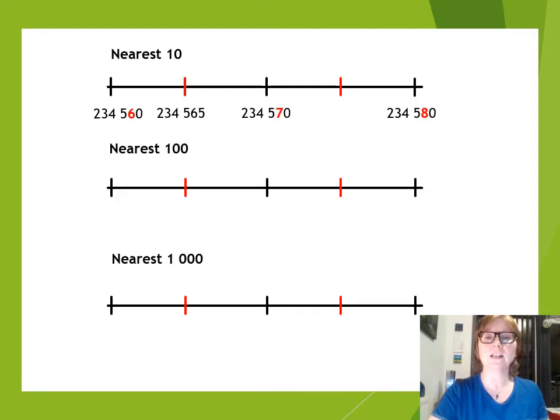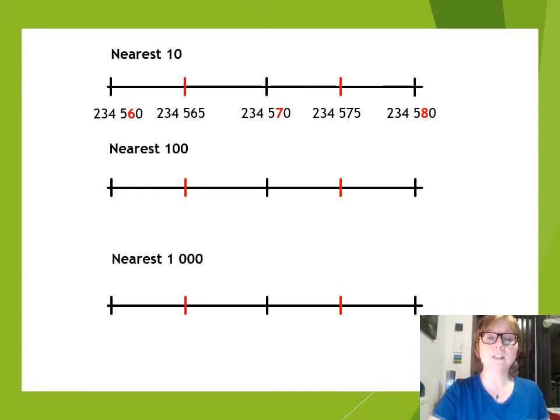So if we look at the next one, the halfway point would be 234,575. So knowing the halfway point helps us to identify whether a number, when we round it, stays the same, so we might say round down, or whether we round up and it goes to the higher multiple of 10.